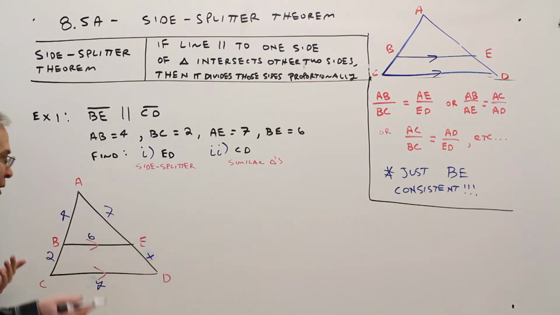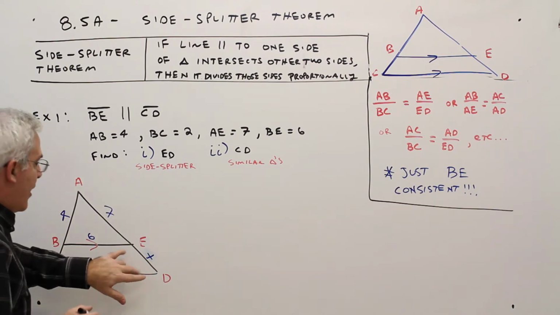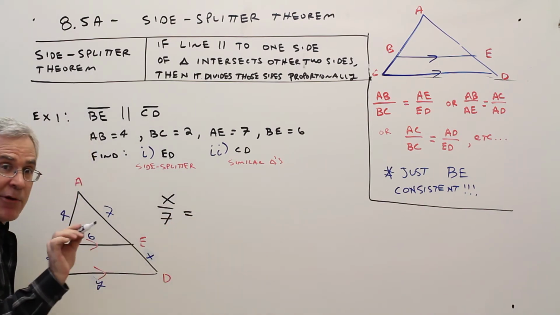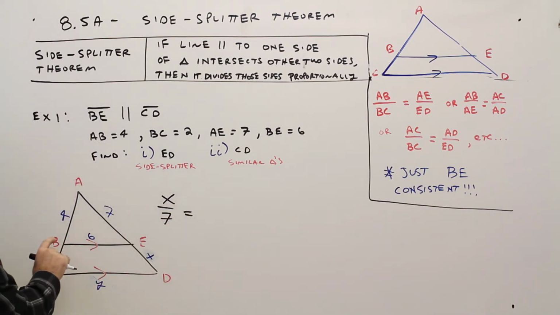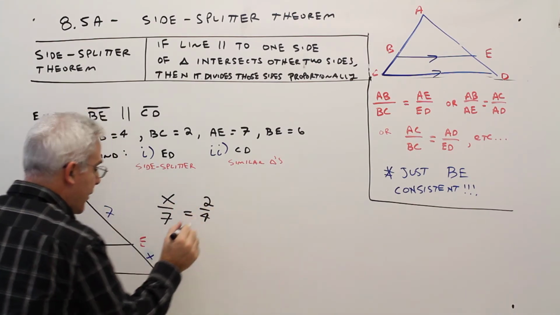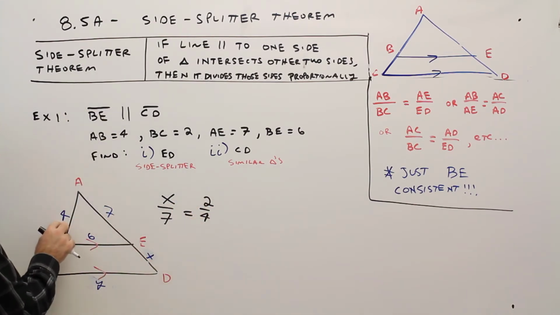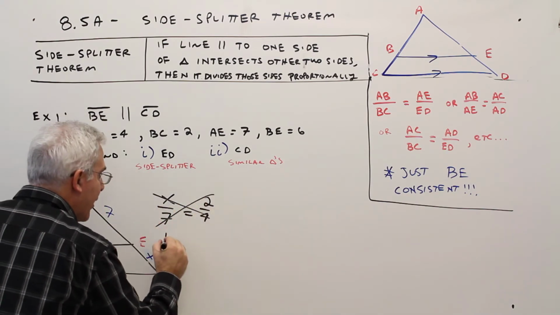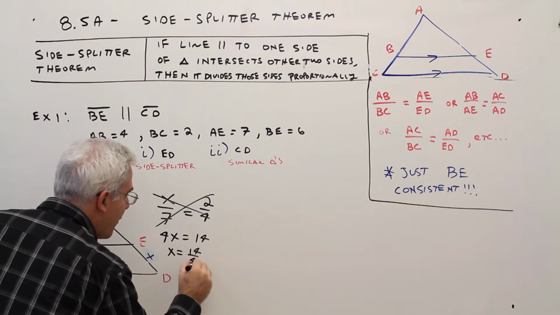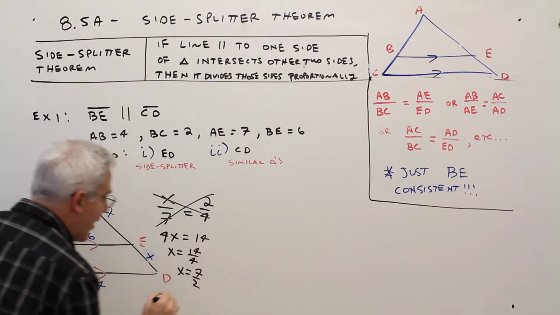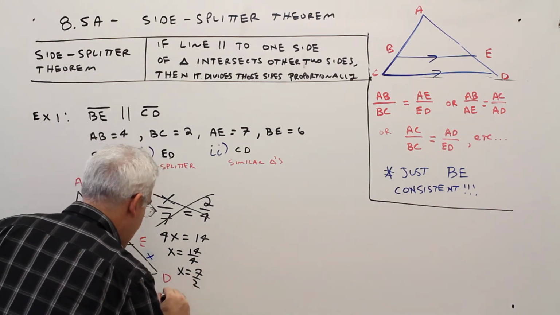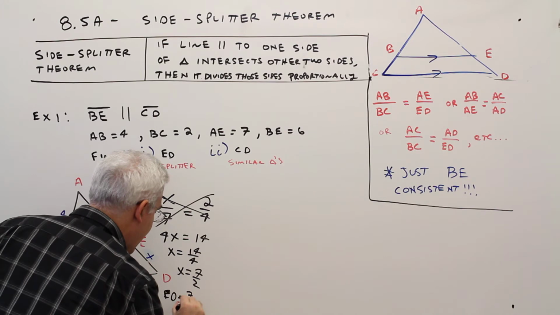All right, you can set up however you want. You could say X is to 7. Now we're going to be consistent. That would be 2 is to 4. So I went bottom to top, bottom to top. And then I cross multiply. And I got 4x equals 14, x equals 14 over 4, x equals 7 halves, and that's the same as ED. So ED equals 7 halves.